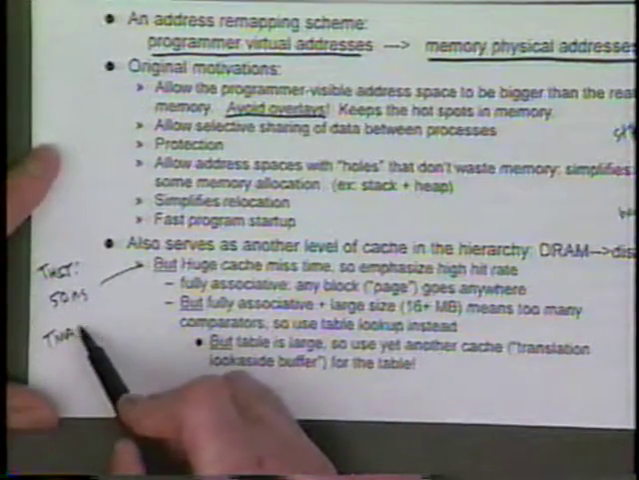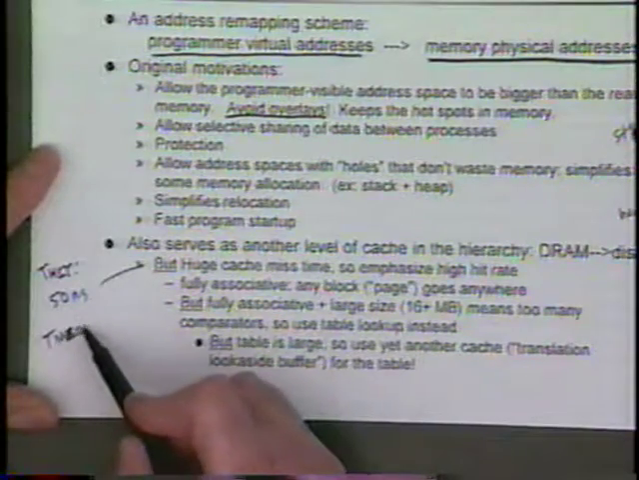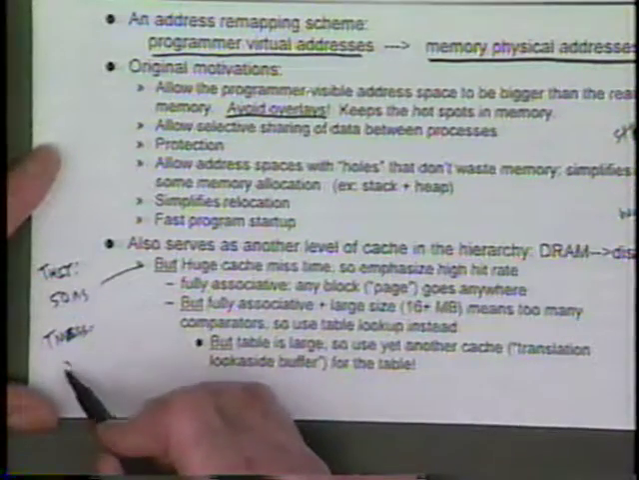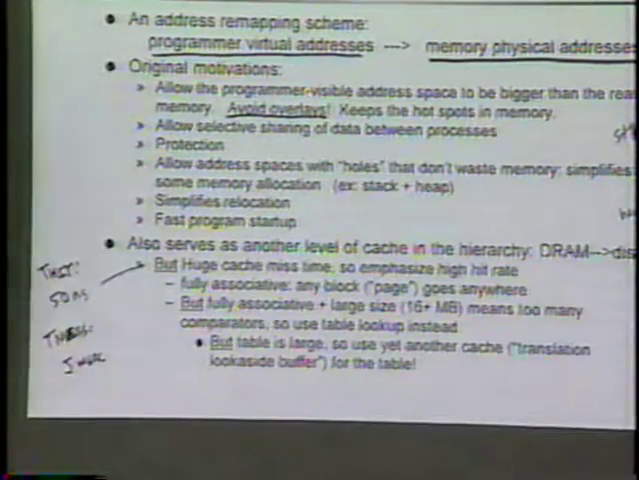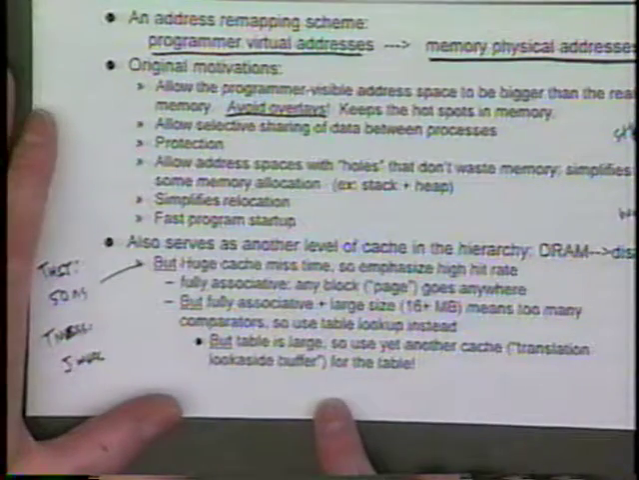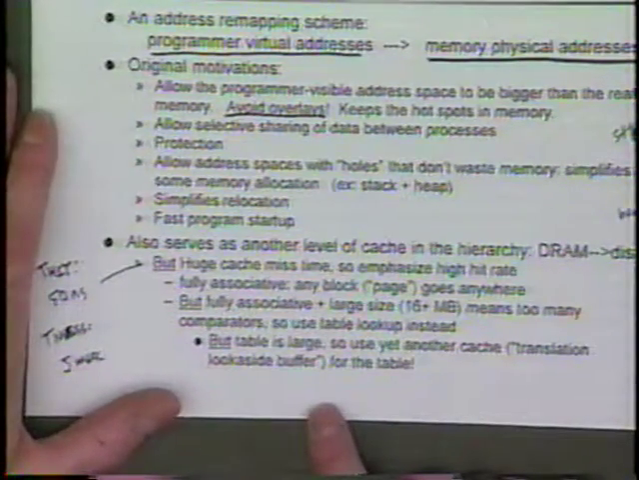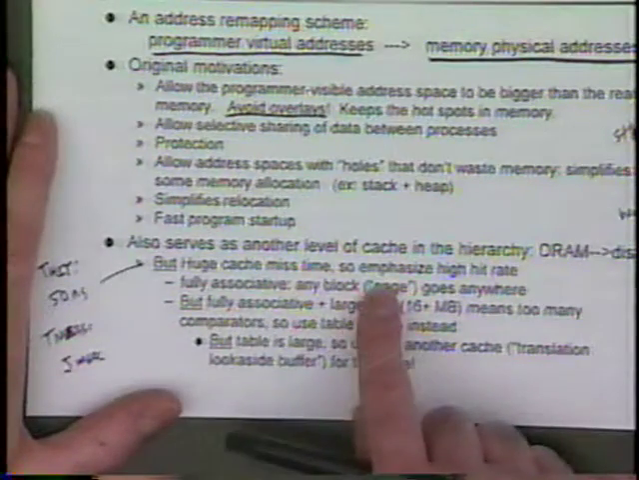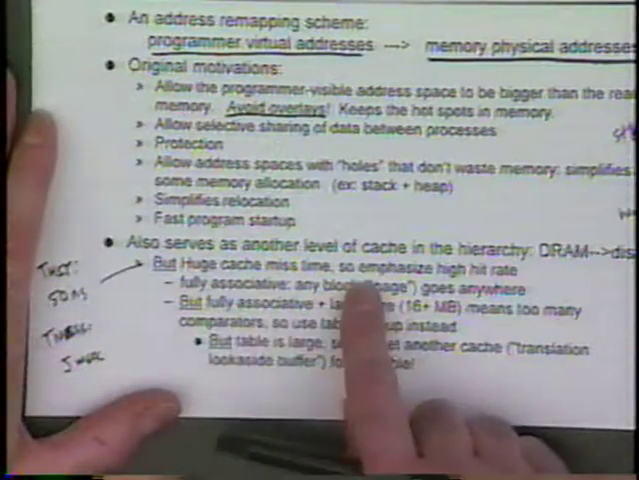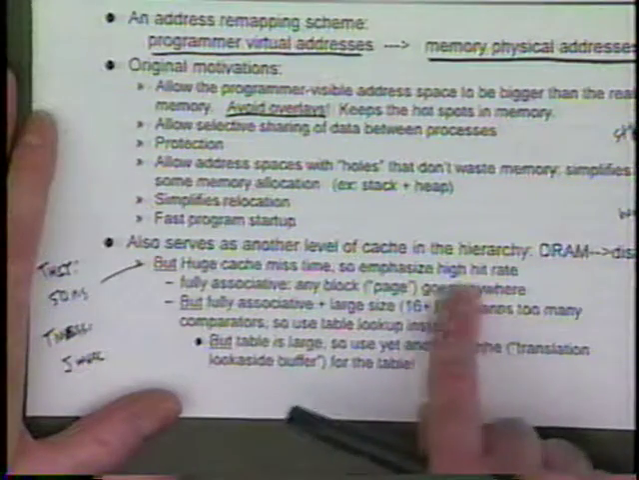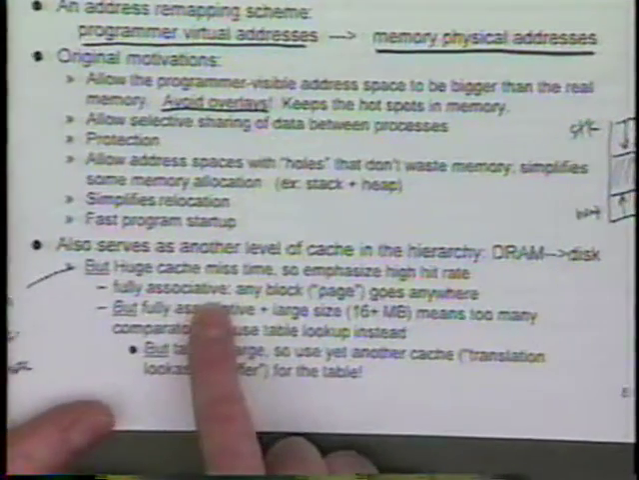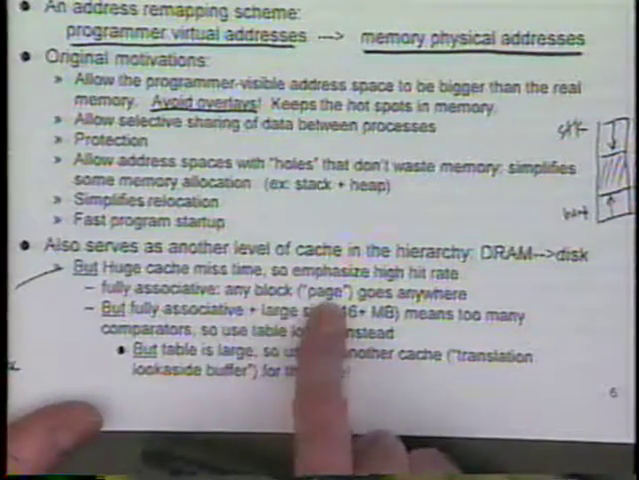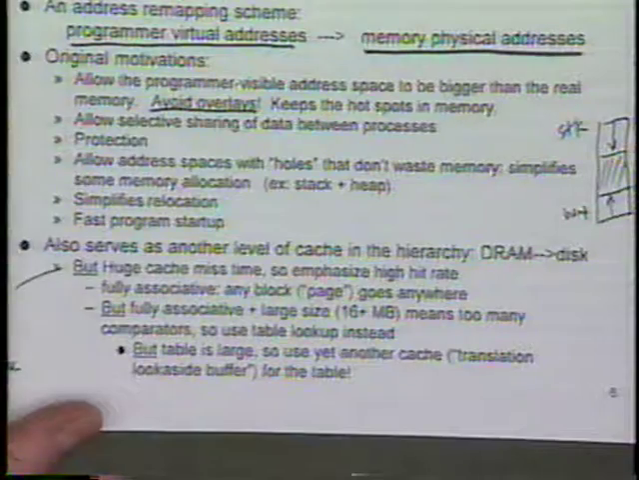But the time for a miss is 10,000 times bigger than that. It might be 5 milliseconds because you're actually depending on access to a rotational device, to the disk, and you're waiting for this spinning piece of metal to get around to the right place. So because the miss time is so big, we want to do everything we possibly can to emphasize a high hit rate. So as a cache, we make virtual memory fully associative. Any block, and we're now calling blocks pages, can go anywhere in main memory.